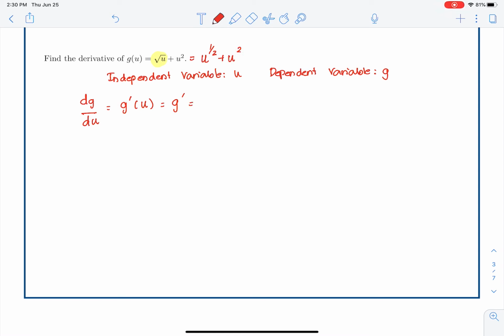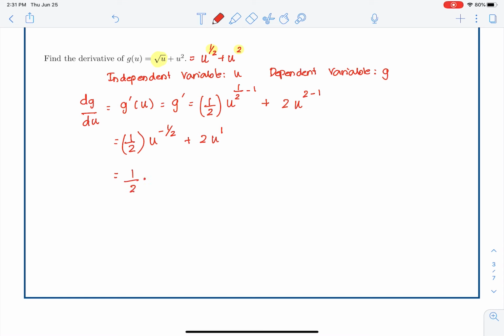So now we could use the rule that we have. n here would be 1/2, n there would be 2. So 1/2 comes to the front, u raised 1/2 minus 1. In the second term, 2 comes to the front, u raised 2 minus 1. So 1/2, u raised 1/2 minus 1 is negative 1/2, plus 2, u raised 2 minus 1 is simply 1.